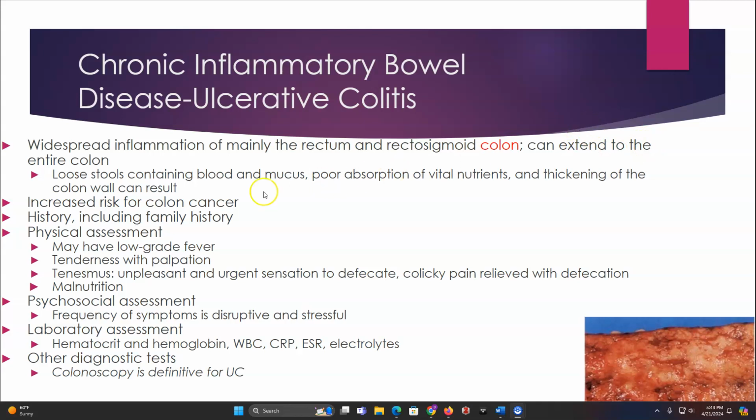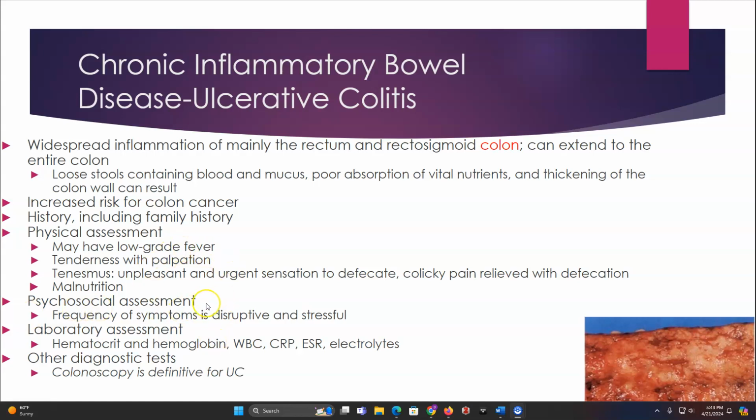How does it present? Loose stools, often mucousy. These patients are usually having some malabsorption of nutrients and thickening of that colon wall. They can be at higher risk for colon cancer, especially if they have a family history of colon cancer. On physical assessment, they might have fever, tenderness, an unpleasant and urgent sensation to defecate, colicky pain that gets better with defecation, and they might have some malnutrition with this.